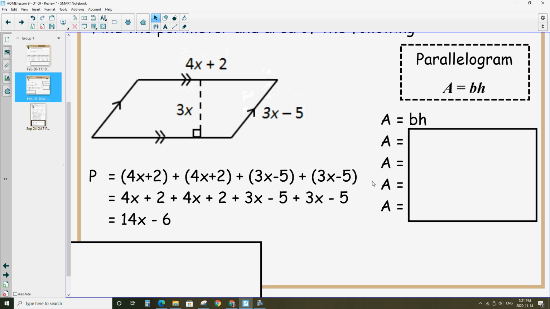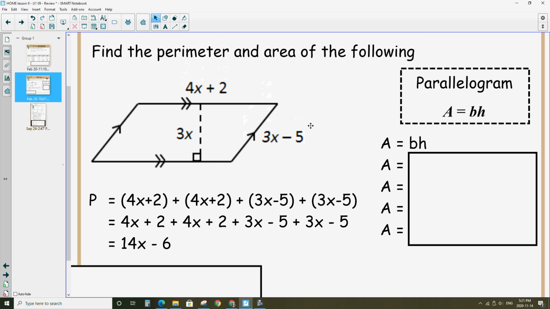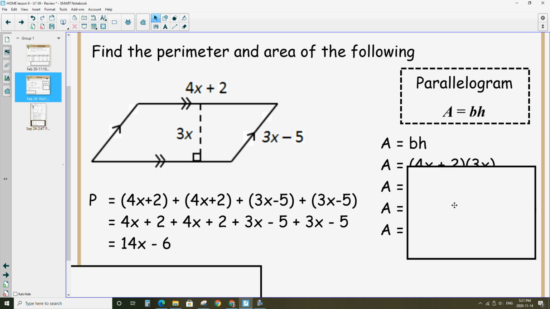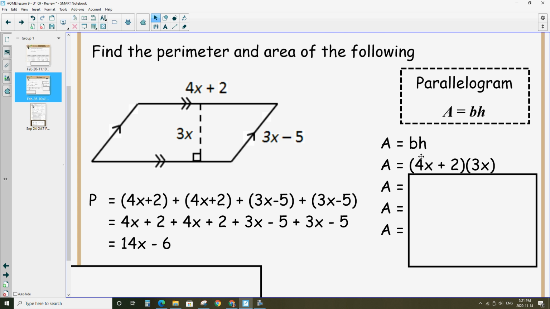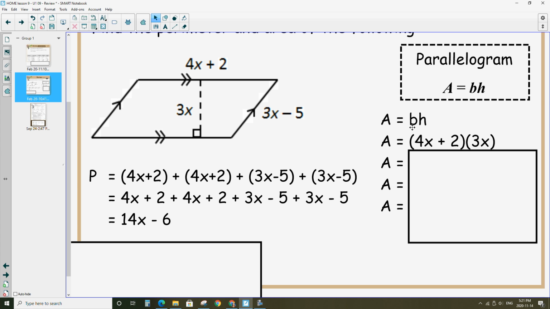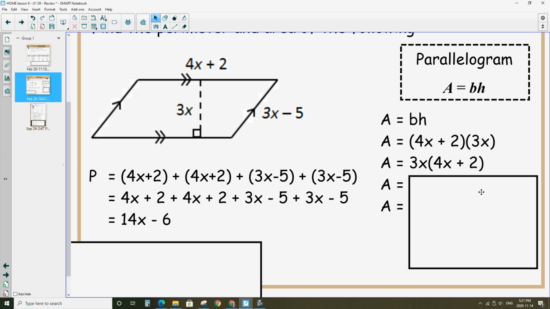For the area, a parallelogram is found by multiplying the base by the height. So the base is 4x plus 2, and the height is 3x. So we need to multiply those together, and we have a binomial multiplied by a monomial. I'm going to just move that monomial to the front. Okay, and now I'm going to multiply the 3x by everything inside the bracket.